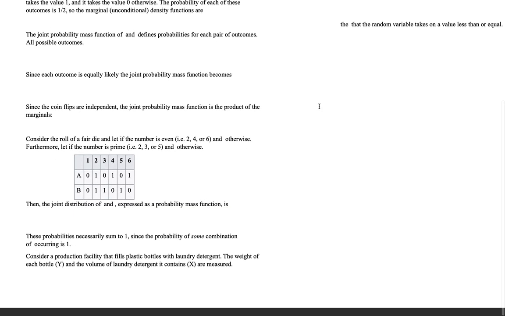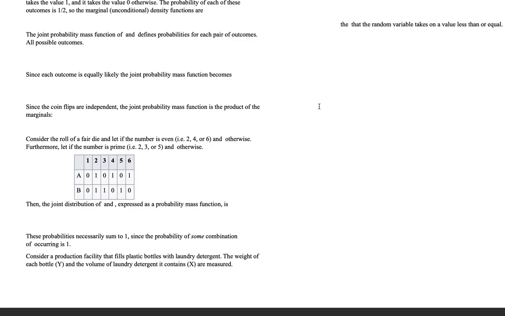Consider the roll of a fair die and let A equal 1 if the number is even, that is 2, 4 or 6, and A equal 0 otherwise. Furthermore, let B equal 1 if the number is prime, that is 2, 3 or 5, and B equal 0 otherwise. Diagrammatic representation. Then the joint distribution of A and B, expressed as a probability mass function, is as shown. These probabilities necessarily sum to 1, since the probability of some combination of A and B occurring is 1.